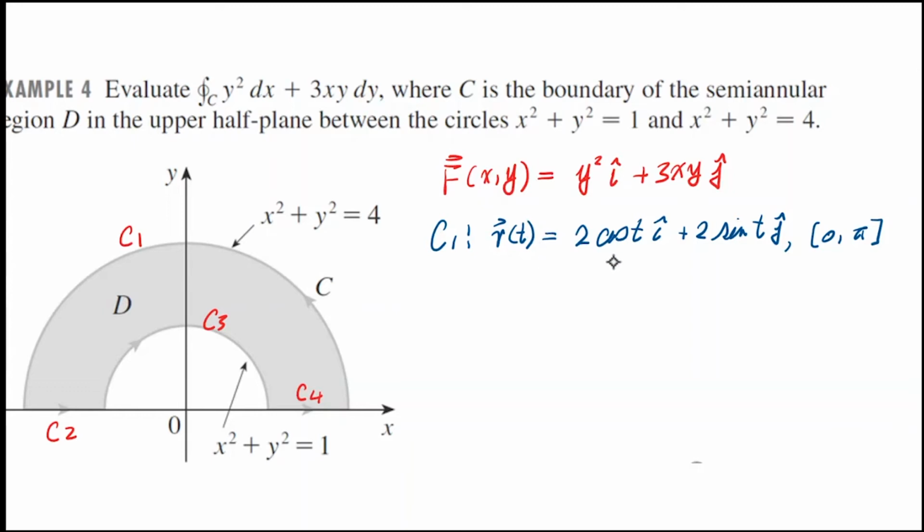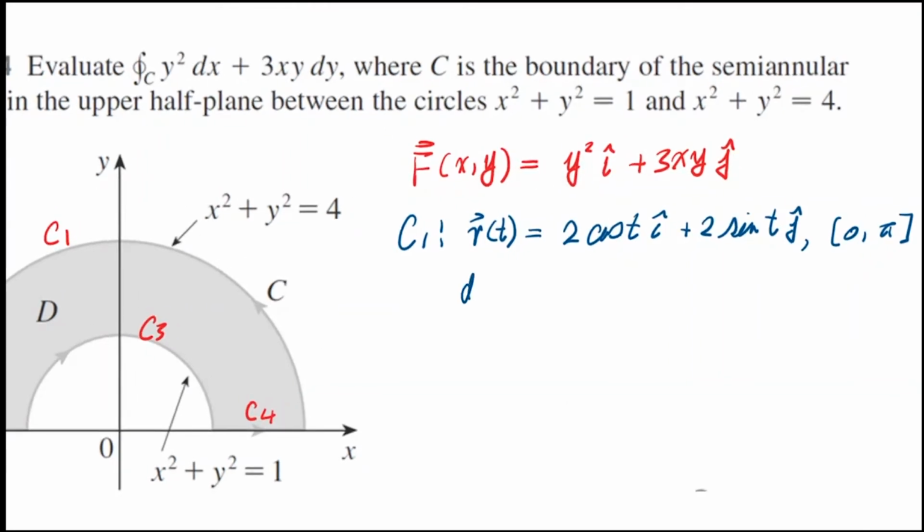Now, we have to do F dot dr, right? So we'll calculate dr. Let me zoom in a little bit. So dr, okay, we take a derivative of this, so we have negative 2 sine t i vector plus 2 cosine t j vector and dt. Are we good? That's what they mean by this, right? They don't mean just x and y. They literally mean F dot dr of this. I really, really hate that notation, okay?